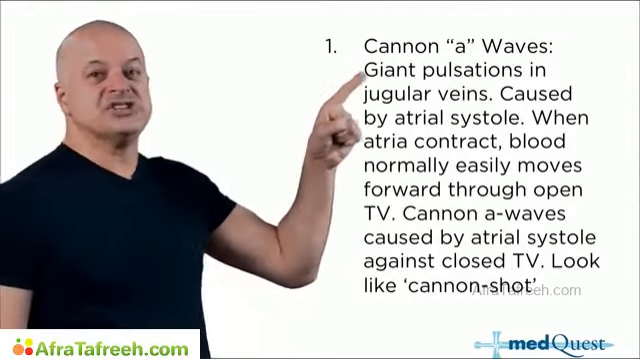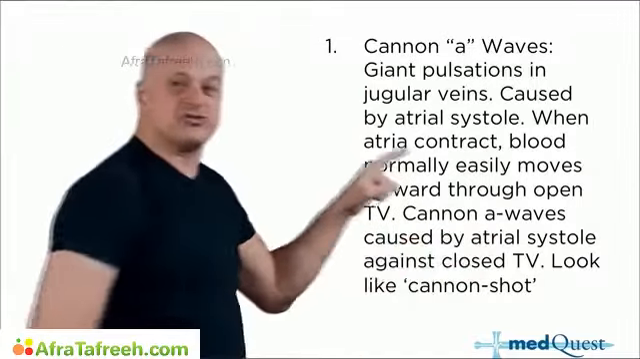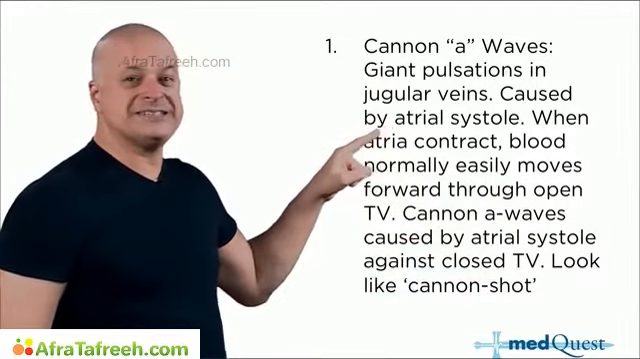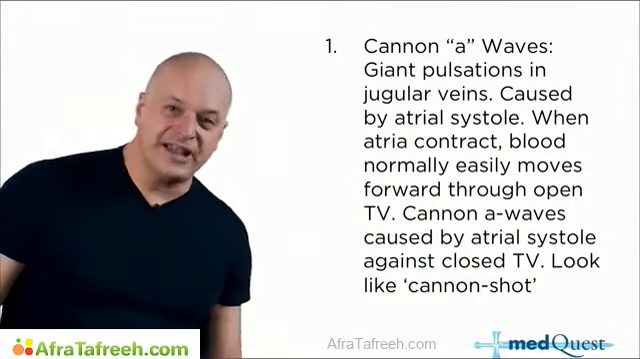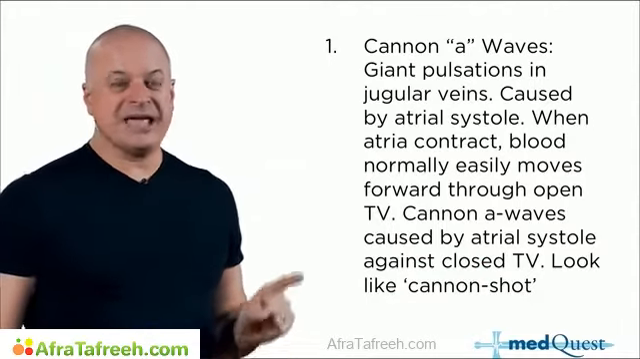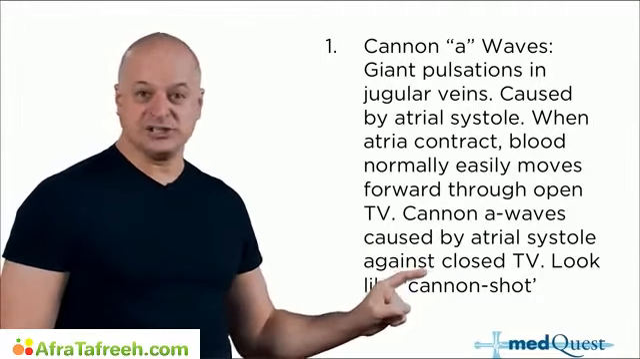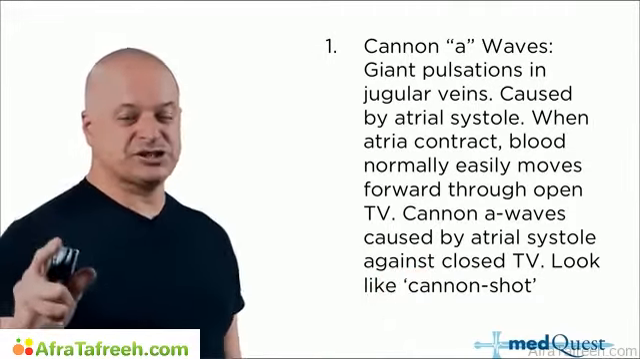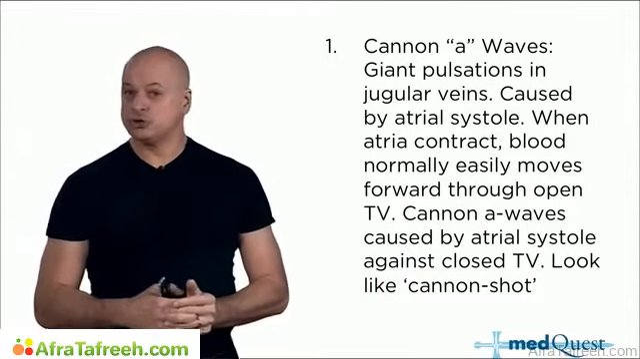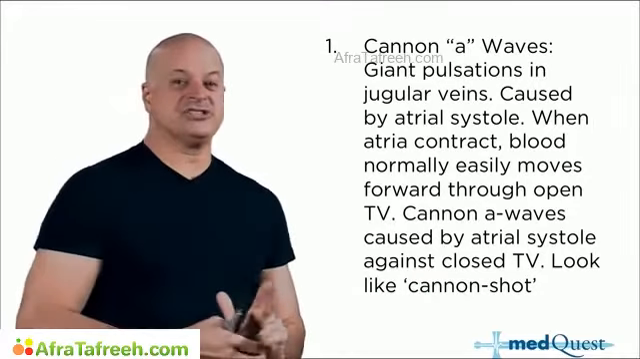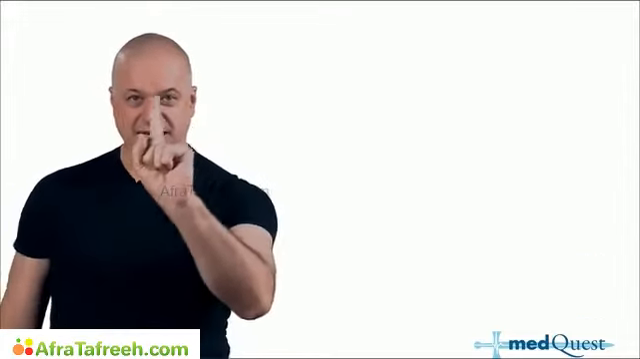Cannon A waves is a giant pulsation in the neck veins, and it's caused when the atrium contracts and the blood goes forward, but instead of the blood going forward into the ventricle, the blood bounces backwards up into the neck veins. So Cannon A waves is caused by atrial systole against a closed tricuspid valve, and it makes the blood go up like a cannon shot into the neck veins. Cannon A waves.